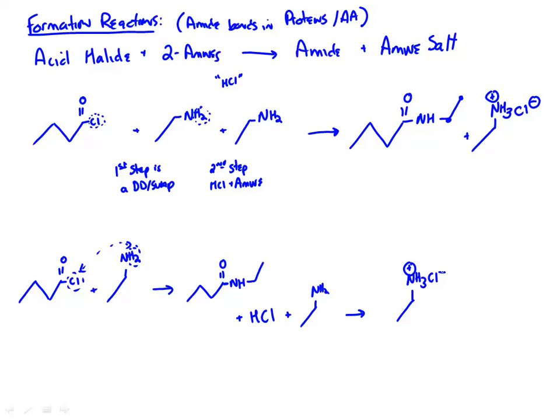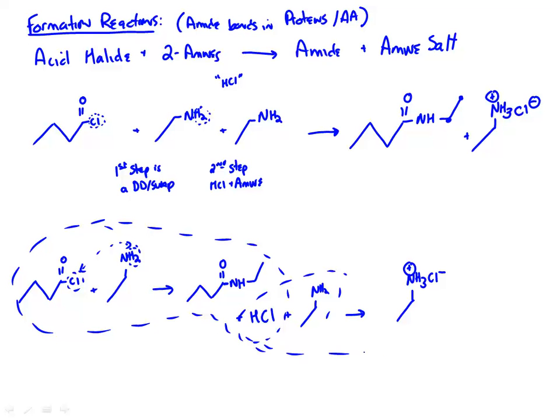And so here's kind of step one, right? That's kind of your step one, and then your step two says take that leftover HCl and immediately react it with the amine, since that's what really happens. So what it says is that you have to always have twice as much amine as acid halide in this reaction. Otherwise, you'll only get half as much product, or you'll get a mixture of products.